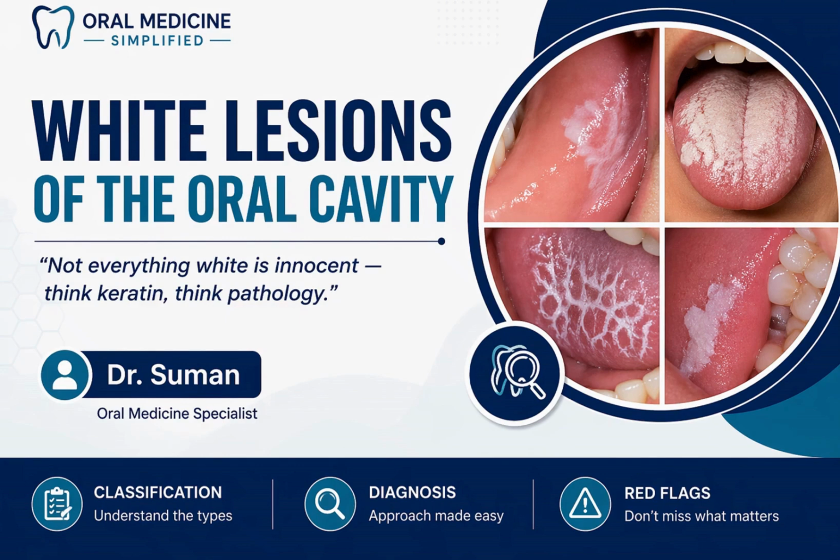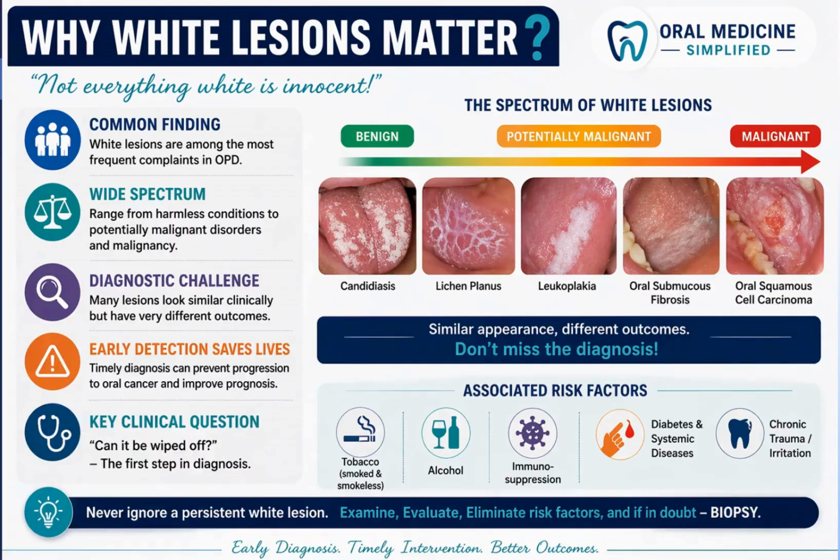I'm Dr. Suman, and today I'm going to show you a clinical shortcut that will instantly upgrade how you diagnose white lesions. No memorizing lists, no confusion, just clear chairside thinking. So why do white lesions matter? Because white lesions are among the most frequent complaints in the oral medicine clinic, and they can range from being benign to potentially malignant and malignant disorders. And knowing what you're dealing with can help you diagnose the potentially malignant lesions before they can become malignant.